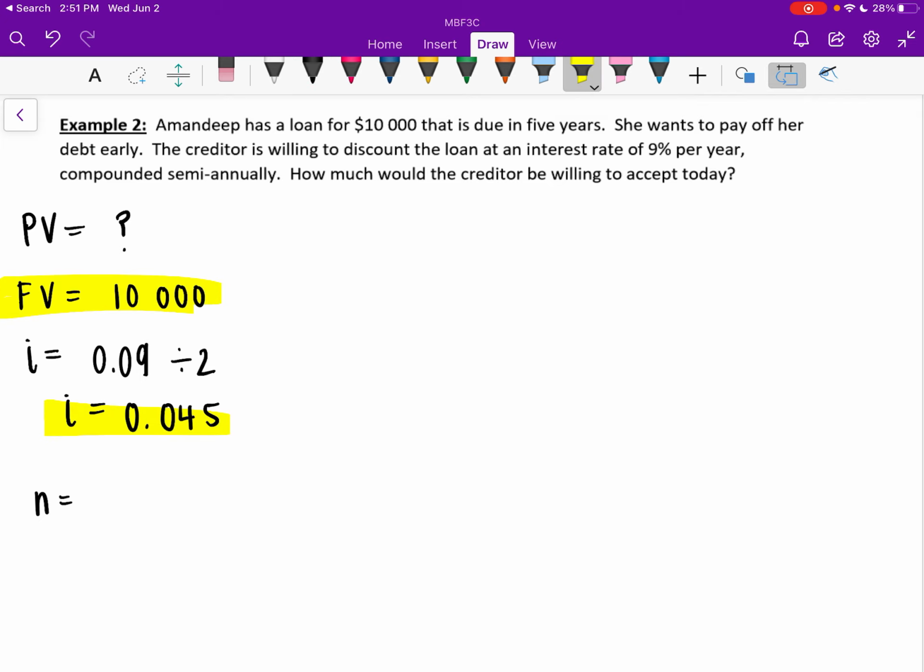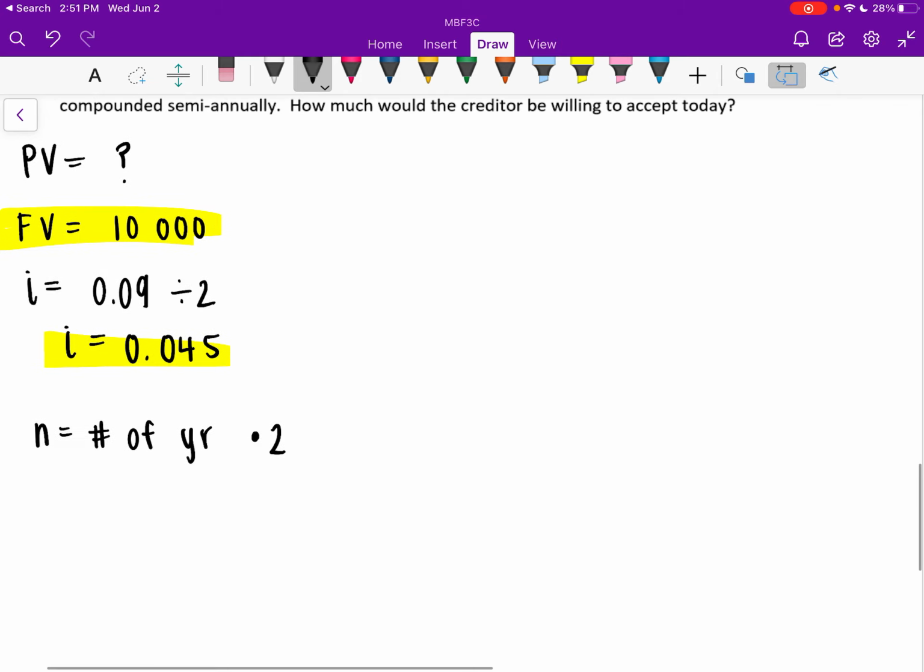And I have my future value. My N value is going to be the number of years times 2 because it's, again, semi-annually. And she says she wants to pay off her loan early. It's due in 5 years. So let's say 5 times 2. So 5 times 2 is 10. So my N value is going to be 10. Now I have all my values.